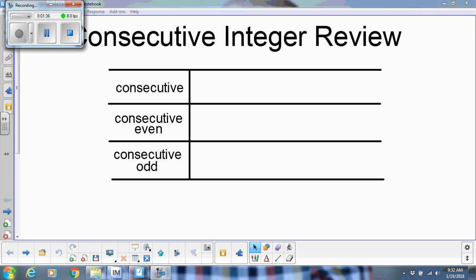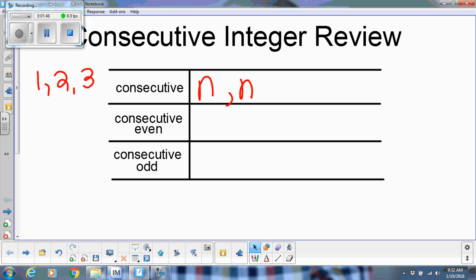All right, consecutive integers. Remember, we start with n being the first one at all times, okay? Consecutive 1, 2, and 3. So we're going to go from there and do n plus 1 and n plus 2.